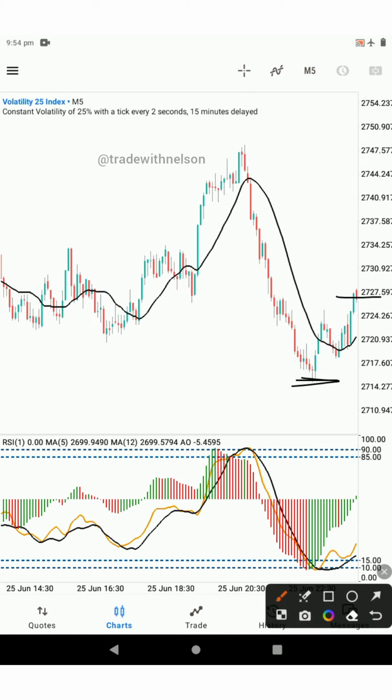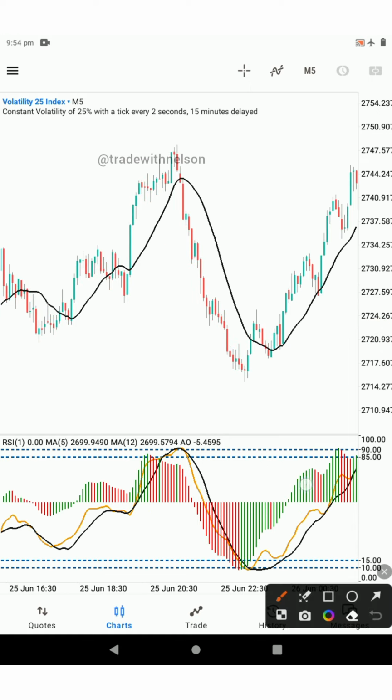Your stop loss will be below here. But this alone will not confirm your entry. Sometimes you will get late entries, so you can use high, low, high, low.